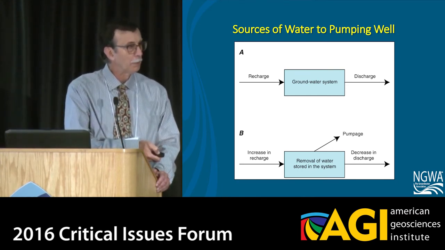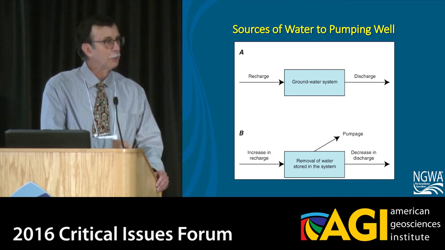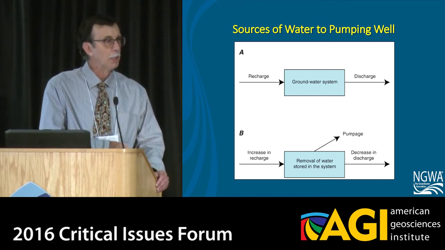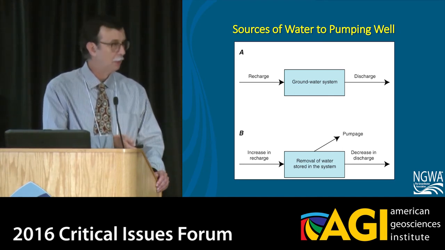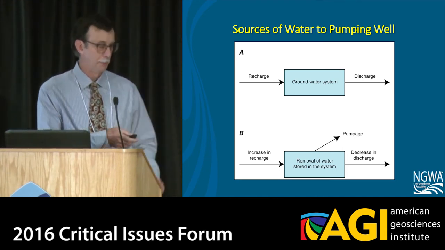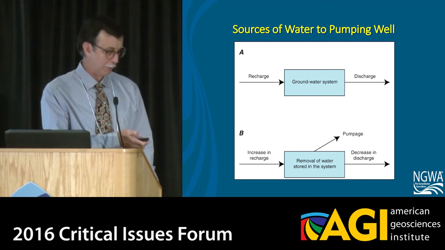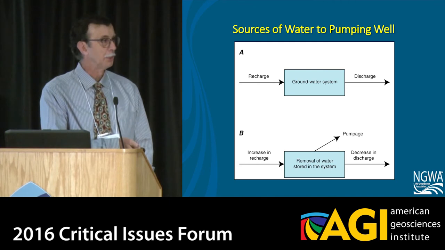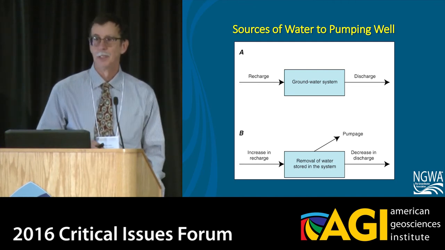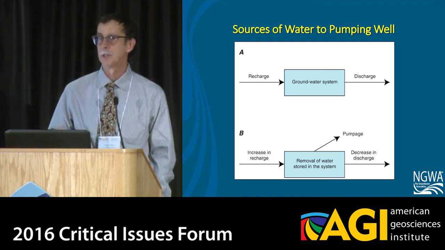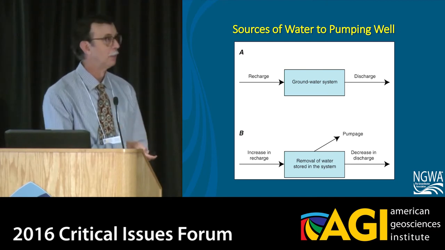In the bottom, when you remove water from the system by pumping, you either get storage depletion, or the water is going to come from a decrease in discharge or an increase in recharge. Those are really the only three main areas where you're going to get it. If we combine these two together, decrease in discharge and increase in recharge, then we call that capture. And so the water is coming either from capture or from storage depletion.